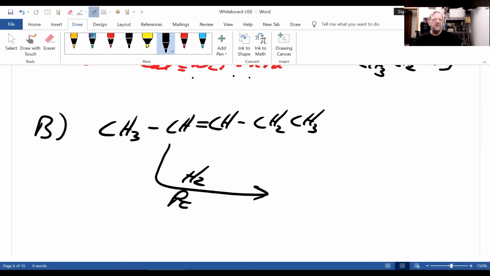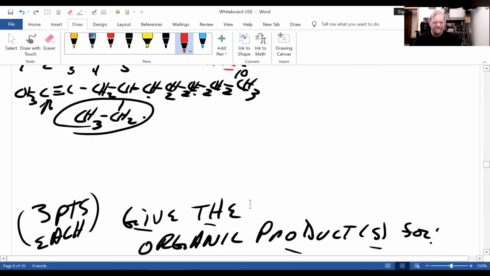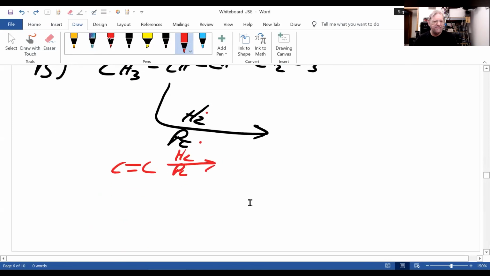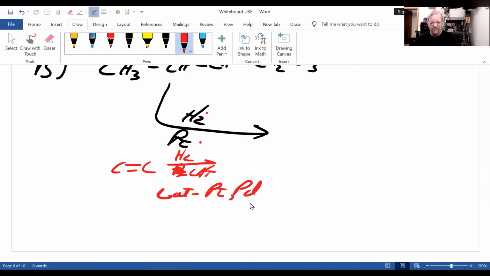You look at what is different. What's not a carbon-carbon single bond or carbon-hydrogen? Oh, a double bond. What am I reacting it with? Hydrogen, and what's platinum? A catalyst. And what can those catalysts be? Platinum, palladium, or nickel.